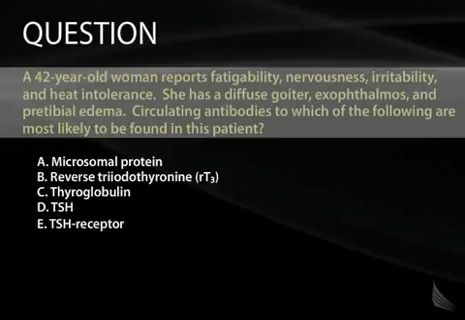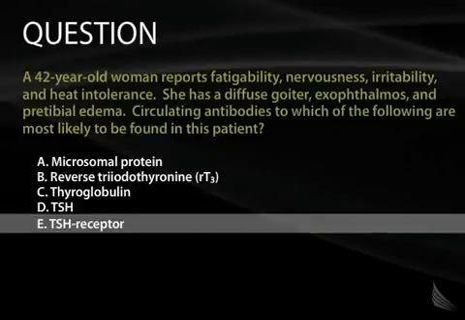And they want to know the circulating antibodies to which of the following are most likely to be found. So basically, in the stem of the question, you already know what this diagnosis is. So the answer should be E, which is the antibody against the TSH receptor.